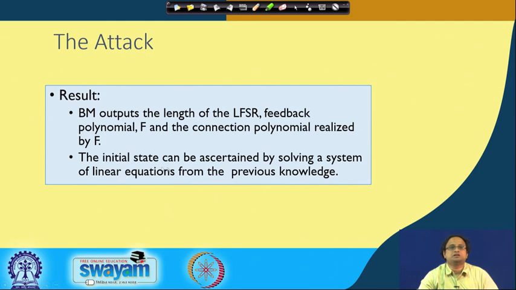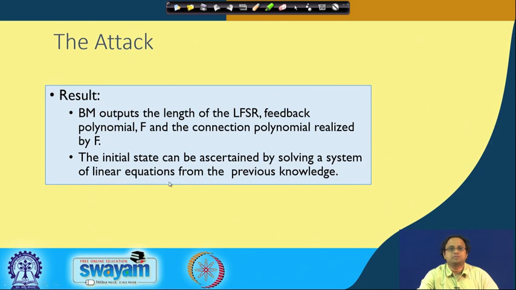And the initial state can be ascertained by solving a system of linear equations from the previous knowledge. Once you know the LFSR structure, then guessing the input state is just solving a system of linear equations.